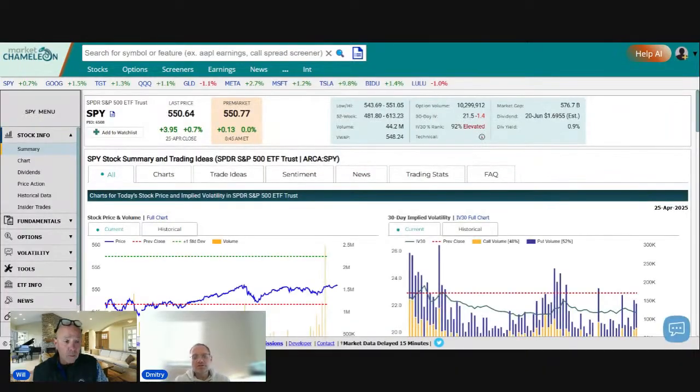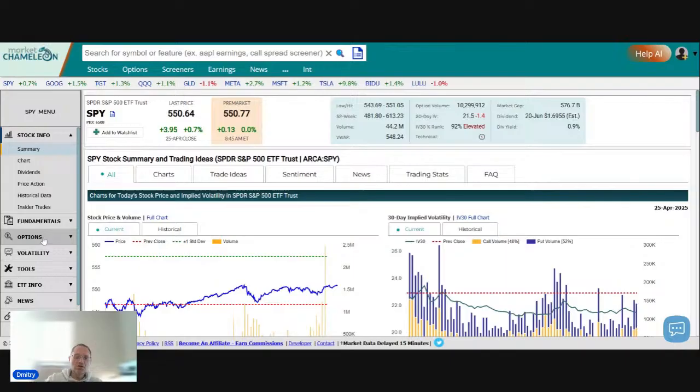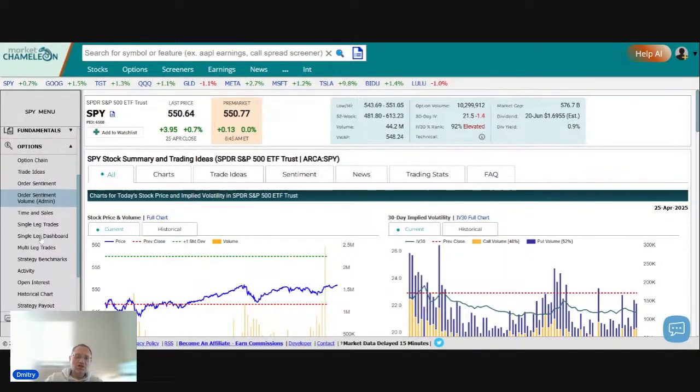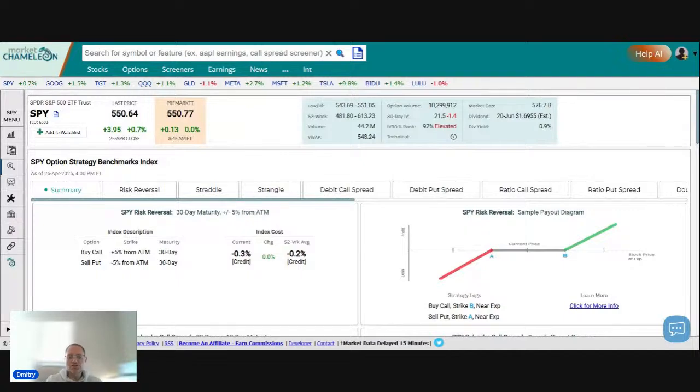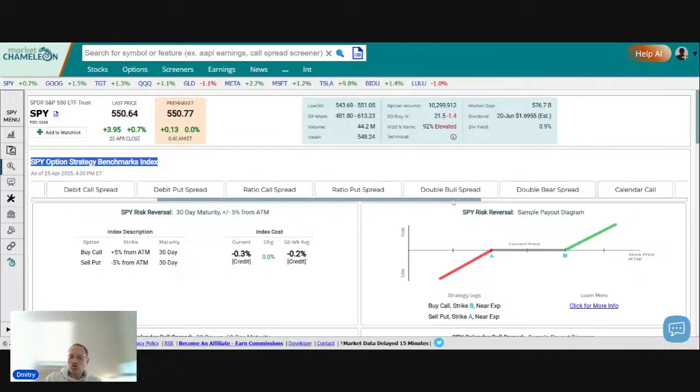So type in the stock symbol in the search. On the left-hand side, you have a menu here. Click on Options, and then scroll down to Strategy Benchmarks. Click on that, and you come to this page. Let's close the menu to the side to expand our screen. You come to this page and you have different strategy benchmark indexes. And here you see these tabs that indicate which strategy.